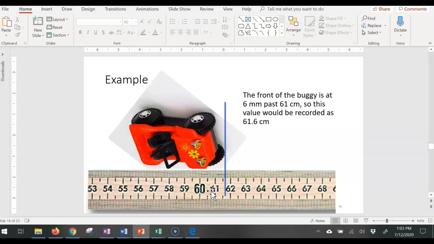Let me show an example. So here, this Tumble Buggy has stopped. The blue line is showing where it crosses the meter stick. And you can see that the front of the buggy, which is represented by that blue line, is about 6 of those small millimeter positions past the centimeter that's labeled 61. And so we would record this trial as 61.6 centimeters.